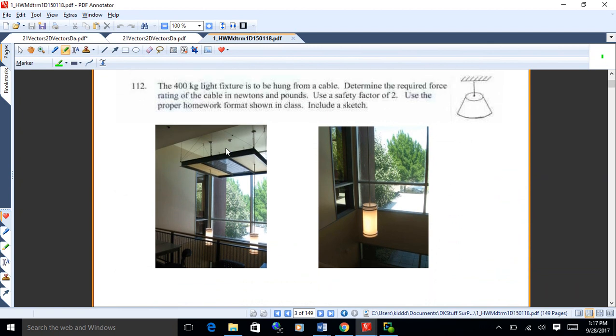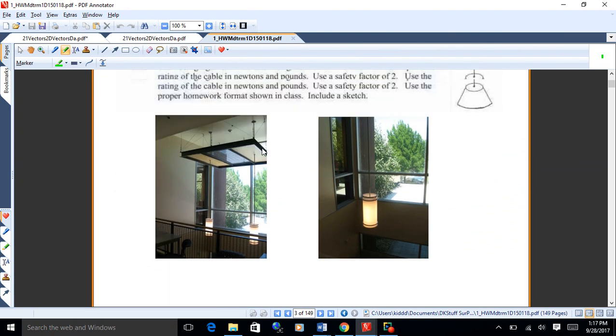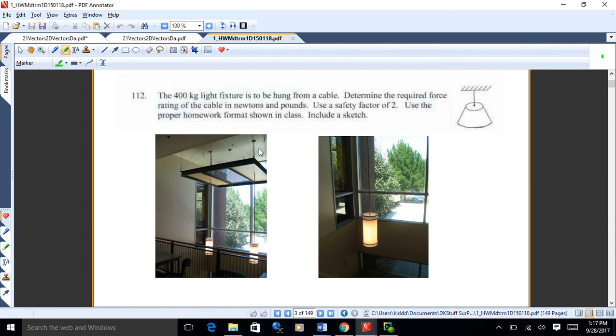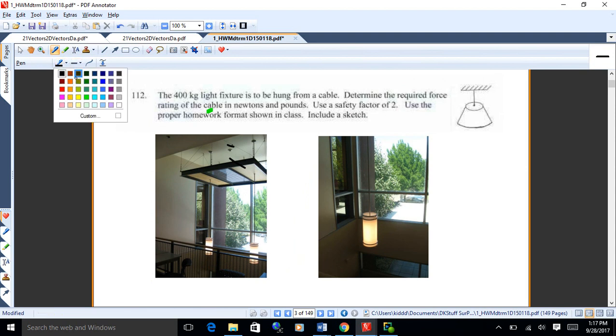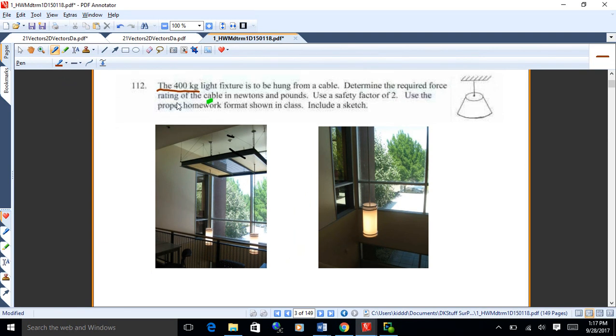All right, so let's say we've got a light fixture here and we're going to hang it from a cable. Determine the force rating of the cable in newtons and pounds. Use a safety factor of 2. Use the proper homework format shown in class and include a sketch, okay? So that's what we're looking for here. What you have there is a mass. You don't do statics with masses. You do statics with weights, which would be newtons, okay? So what you'd want to do there is to convert the 400 kilograms into a weight.